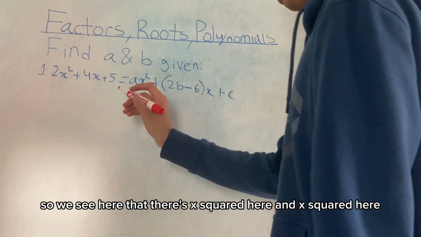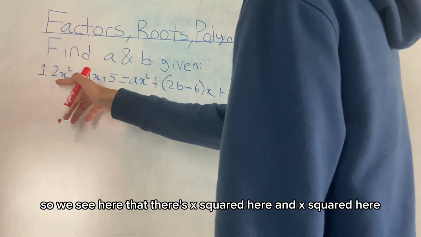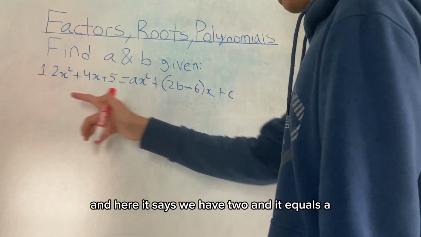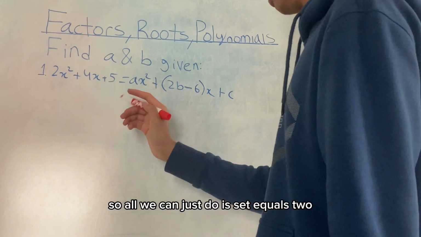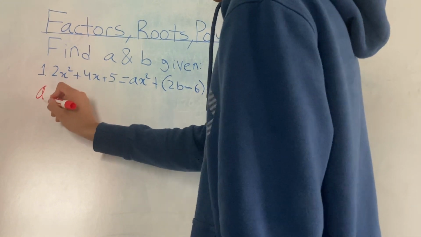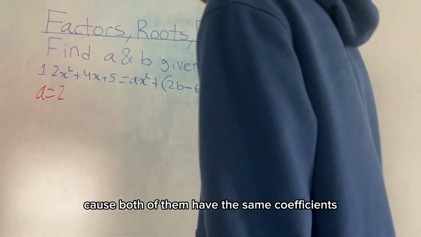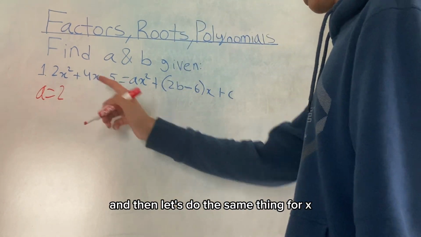So we see here that there's x squared here and x squared here. And here it says we have 2 and it equals a. So all we can do is set a equals 2, because both of them have the same coefficients. And then let's do the same thing for x.